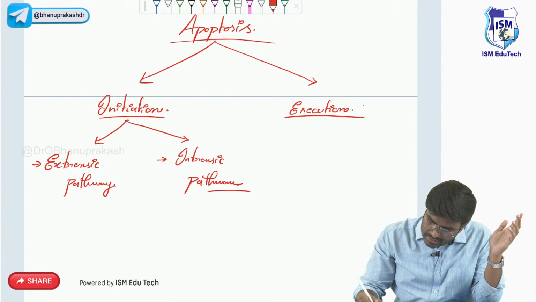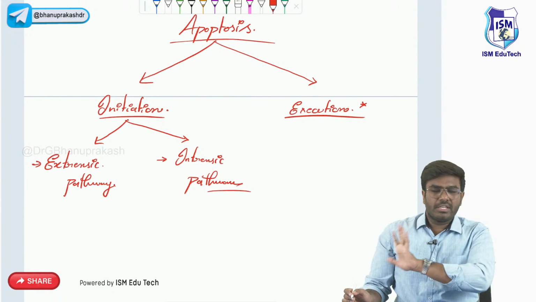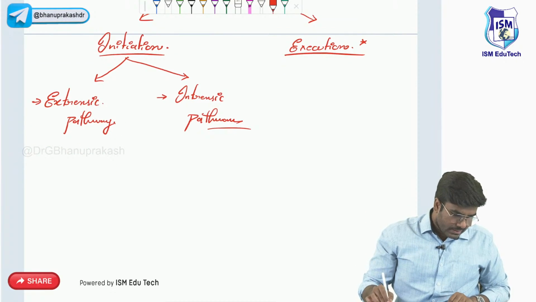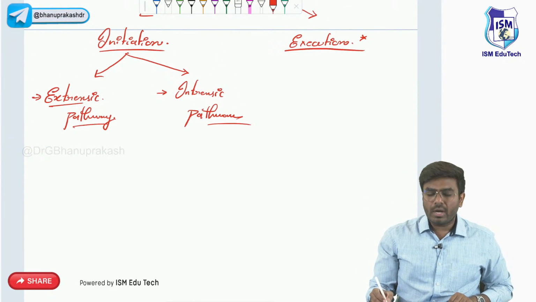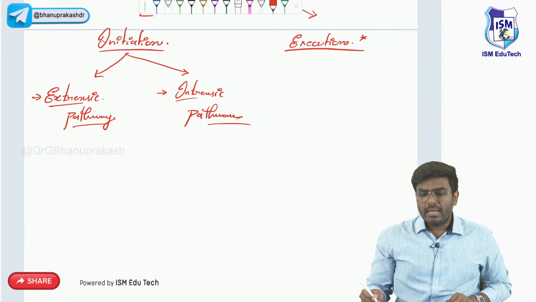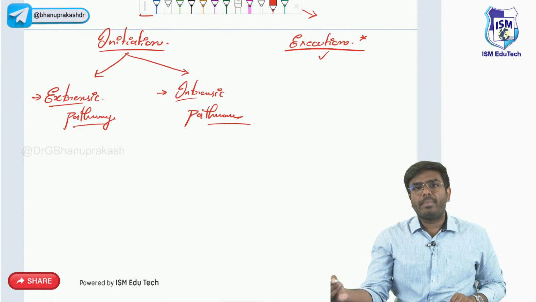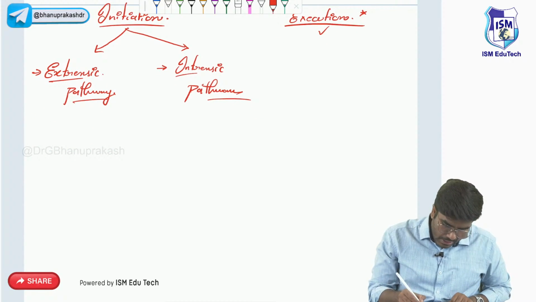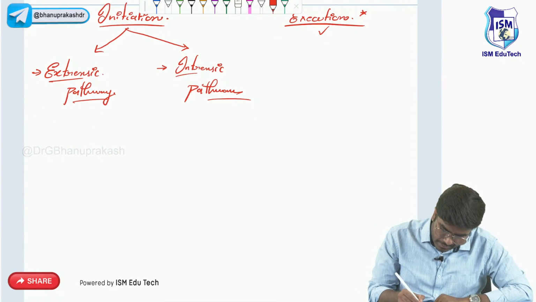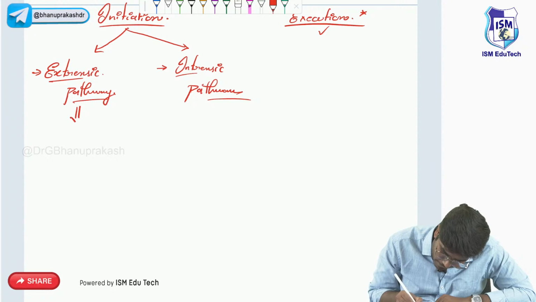And what is the final stage? Execution. Now, the question is, sir, the intrinsic pathway and extrinsic pathway are mediated by what? They are mediated by caspases, and even execution also happens by caspases. Now, first what do we have to start with? We have to start with the extrinsic pathway.